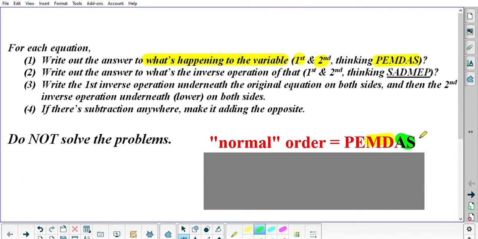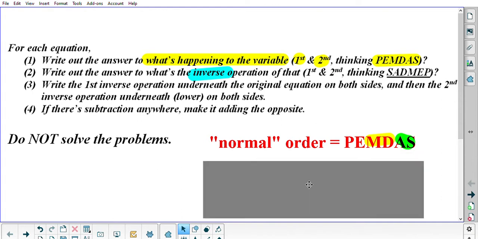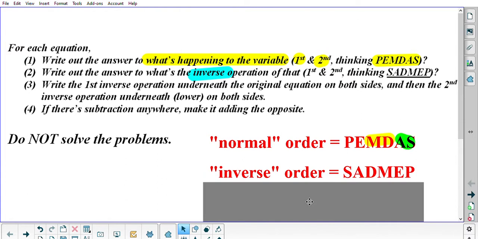But what about inverse operations? The word inverse means the opposite, right? The inverse of addition is subtraction, right? The inverse of multiplication is division. So the word inverse is like a synonym for the word opposite. Well, then what order should we follow for inverse operations? Well, it only makes sense that it would be the inverse order of normal.